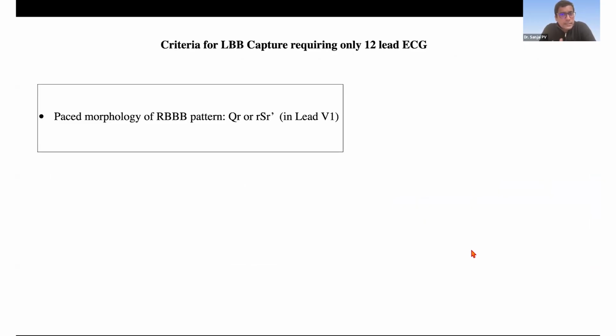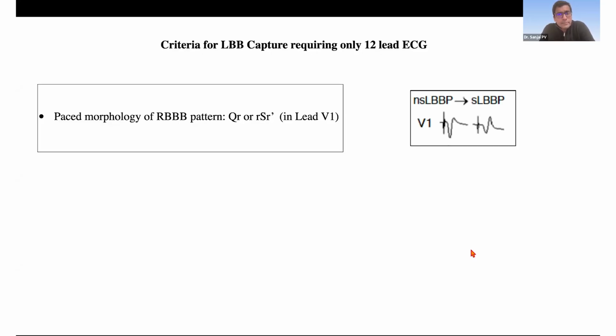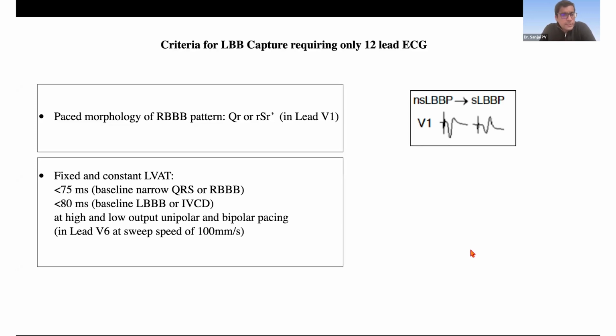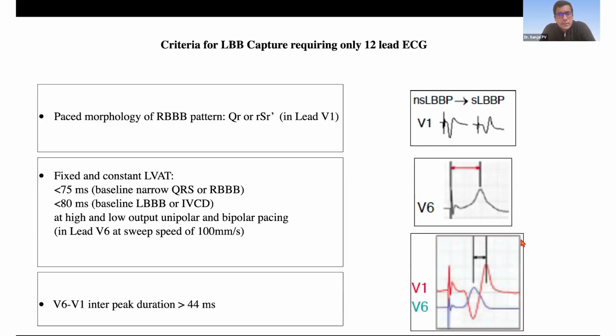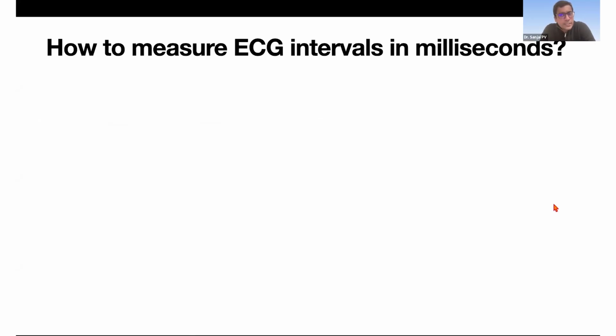Namely, you need a change in the morphology from a left bundle branch pattern to RBB pattern, particularly in V1. And you need to measure the left ventricular activation time, probably at a sweep speed of 100 in lead V6. And again, for the interpeak interval, you can use a 12-lead ECG. But measuring intervals in milliseconds, you cannot do that in the EP lab. Connect the patient to an ECG, keep recording at a sweep speed of 100 or 50 millimeters per second. It would be too cumbersome.